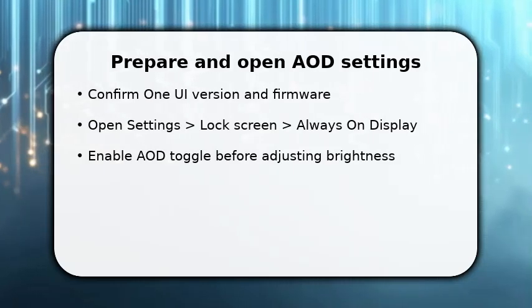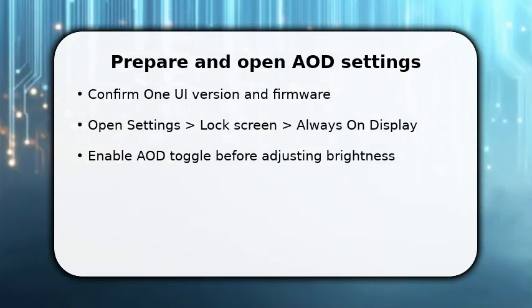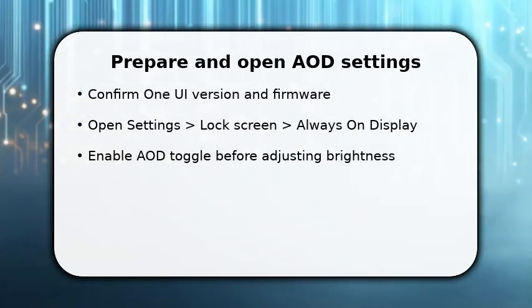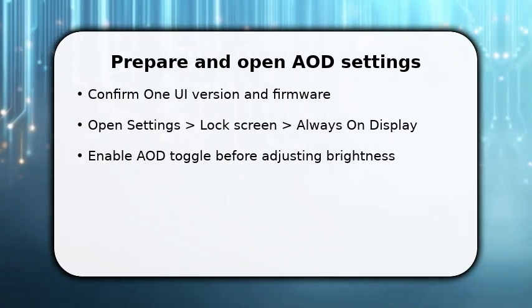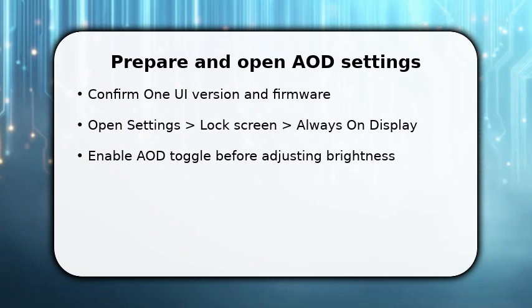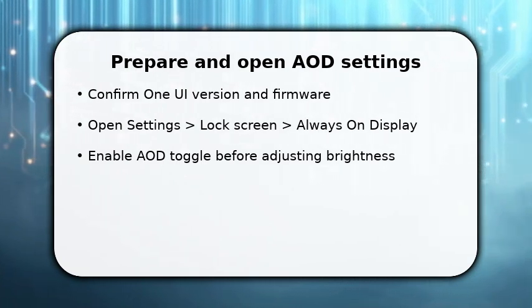You'll start by verifying your One UI and firmware so options match what I describe. Once confirmed, open Settings, tap Lock Screen, then Always on Display. Make sure the AOD toggle is on. Without that, you can't change brightness.